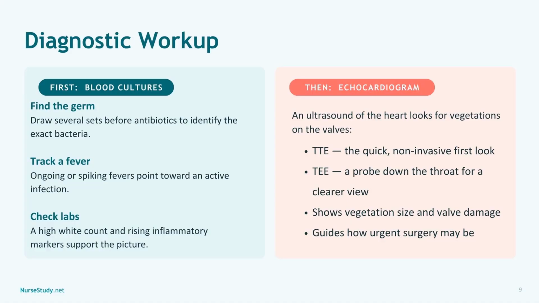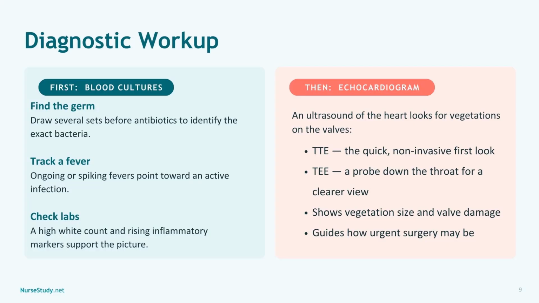Diagnostic workup. So how do we actually diagnose endocarditis? There are two main steps, and order matters. First, blood cultures. We draw several sets before starting antibiotics so we can find the exact germ. We also track the patient's fever because ongoing or spiking fevers point to an active infection, and we check labs like the white count, which will usually be high. Then the echocardiogram. That's an ultrasound of the heart that lets us actually look for the vegetations on the valves.